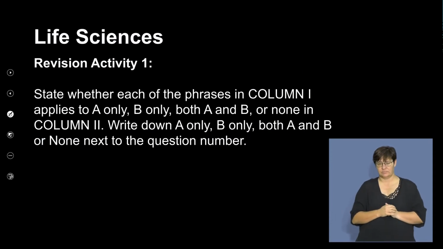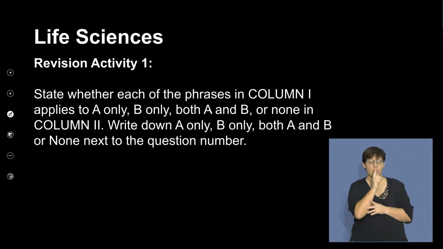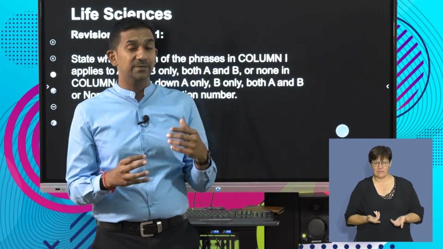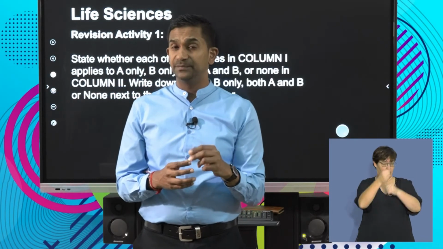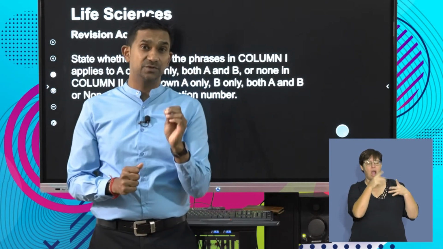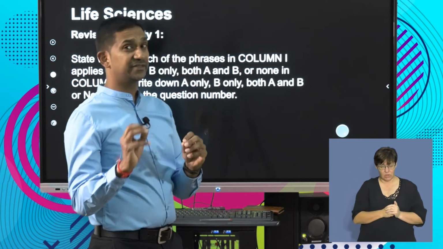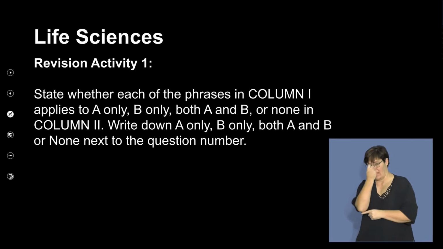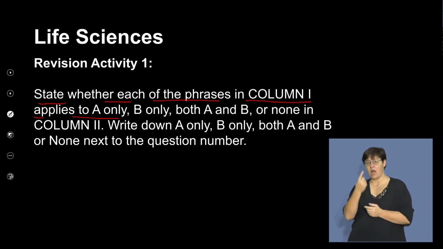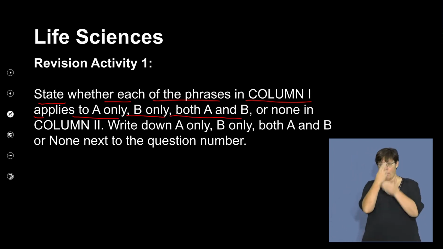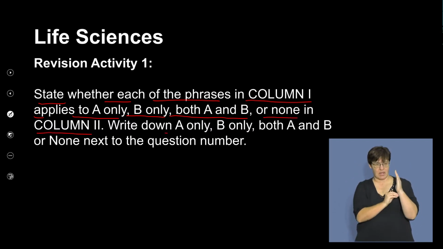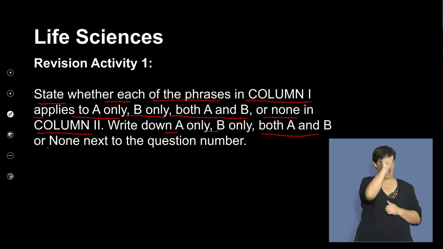Okay, so the next bit is, let's revise these through a question where we often get options that are confusing. And so in this next question, you've got to be able to know your content really well. These terms are often confusing and requires that you analyze these descriptions and be able to link them to the correct term. So I'm going to read through the questions so that you have an understanding of how to answer these. So state whether each of these phrases in column 1 applies to A only, B only, both A and B, or none in column 2. And you've got to write down A only, B only, both A, B, or none next to the question numbers.